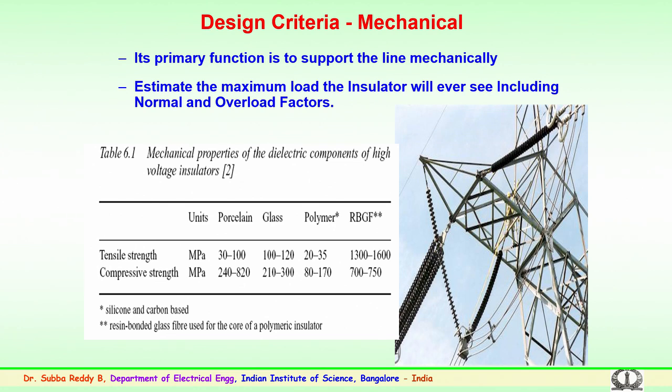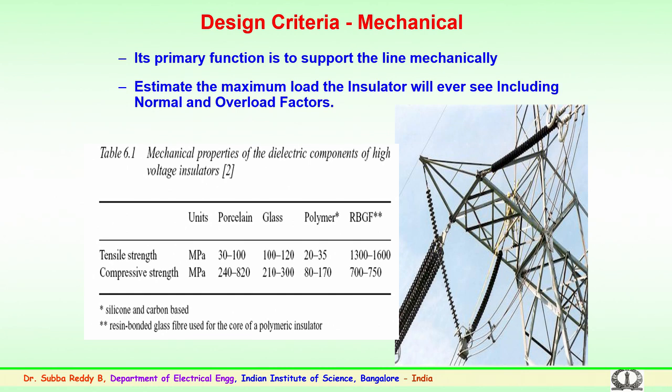So, we have to estimate the maximum load which an insulator string carries, including the insulators, the line conductor, the accessories, and the hardware. The design has to be done considering the maximum load the insulator string will see under normal and also overload factors. Overload again depends upon the dynamic overloads, or because of the compression, because of the tension aspects, or because of heavy winds and so on. So, this has to be kept in mind before designing the requirements for the mechanical criteria.